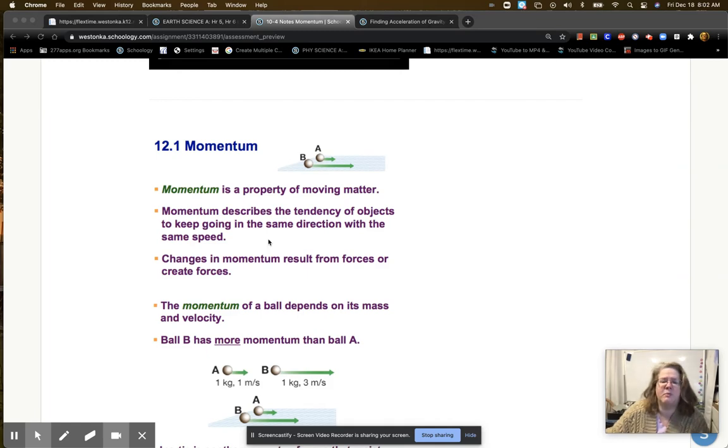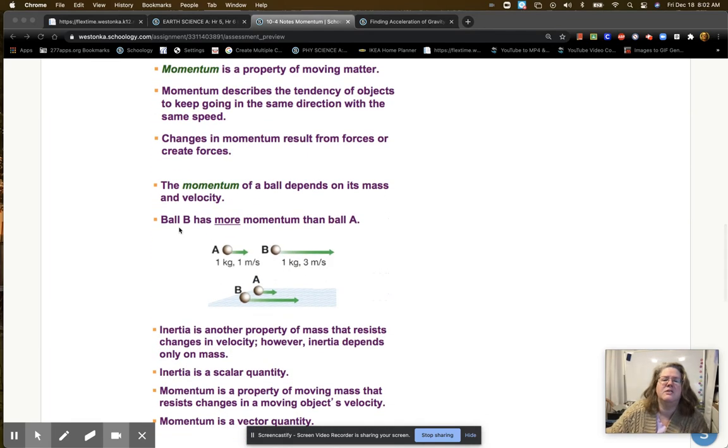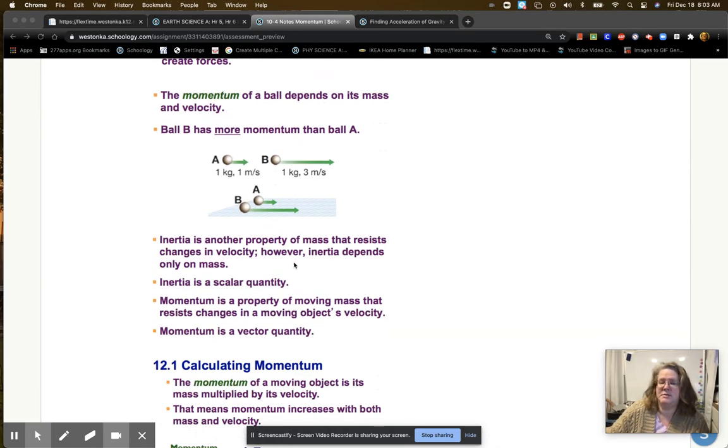So the momentum of a ball depends on its mass and velocity. So ball B, in this case, 1 kilogram times 3 meters per second, versus ball A, 1 kilogram times 1 meter per second. Ball B has more momentum because it has a greater speed. So if one of these variables increases, it has to have more than the other. So if this one went to a 5 kilogram ball at 1 meter per second, it would then have more momentum than ball B. So you can have one object with different momentums depending on the speed, and you can have the same speed with different momentums if it has different masses.